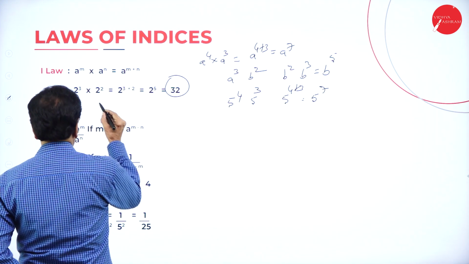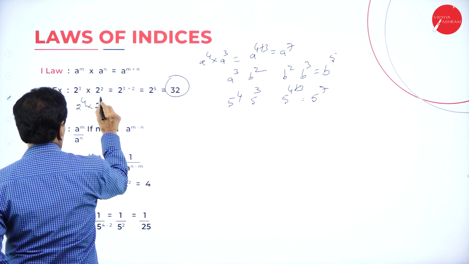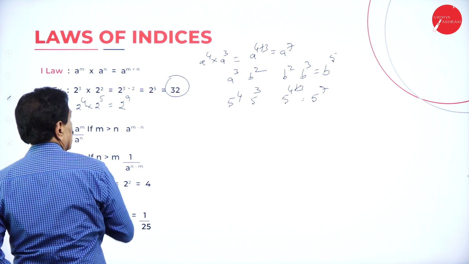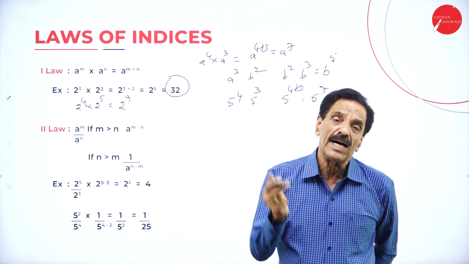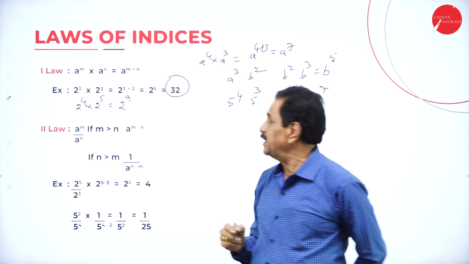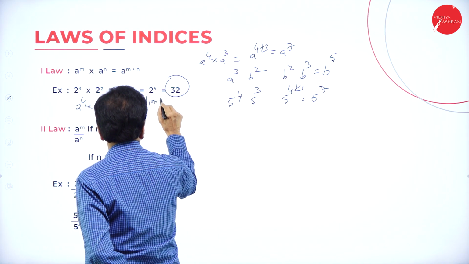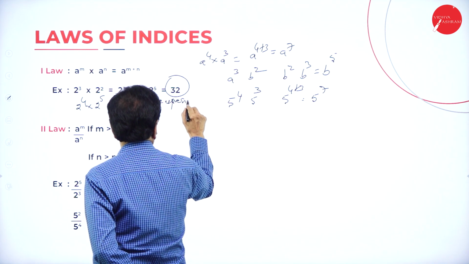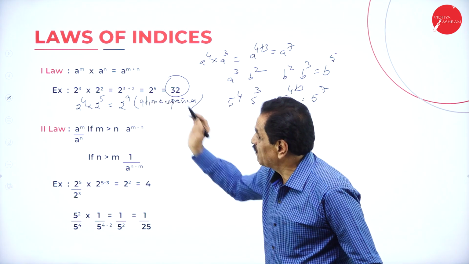We can have another example. 2 to the power of 4 into 2 to the power of 5 is 2 to the power of 4 plus 5, which means 2 to the power of 9. So if we expand it, how many times is 2 expressed? 2 can be expressed 9 times. This is the first law.